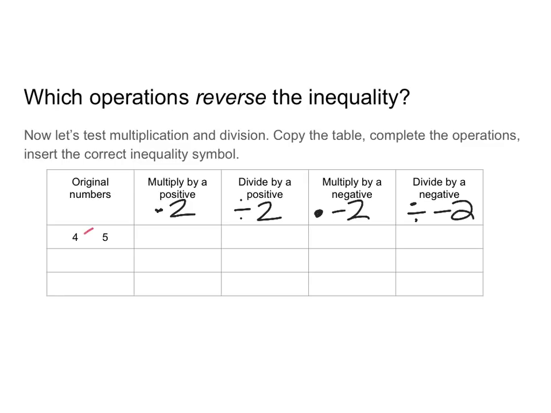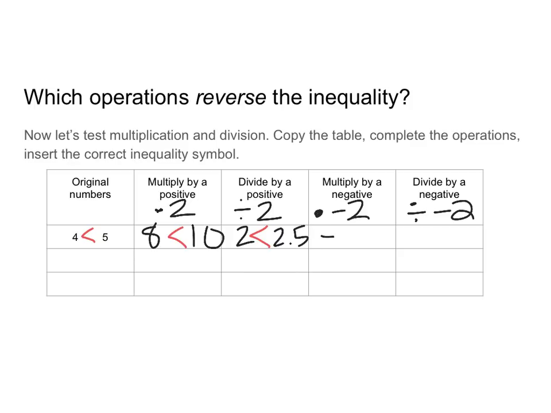So we know 4 is less than 5. If we multiply both numbers by 2, we get 8 and 10. 8 is still smaller. If we divide by 2, we get 2 and 2.5. 2 is still smaller. So far, so good. No changes. Now let's multiply by negative 2.